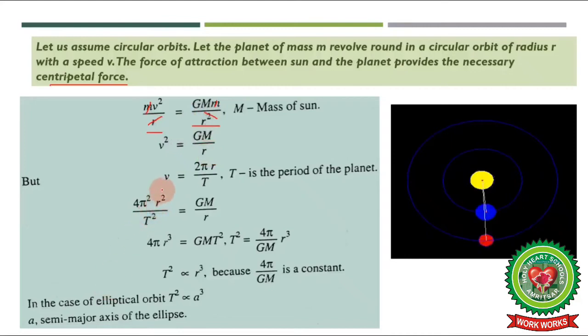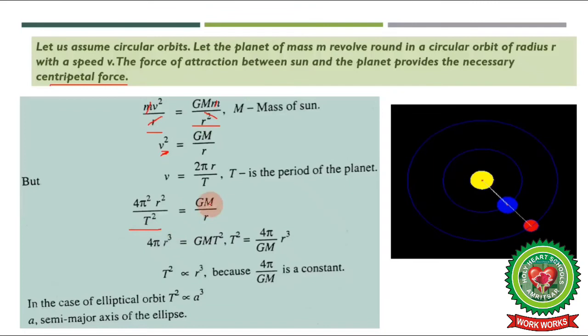But we know that velocity is equal to 2 pi r divided by T. Actually, the formula for velocity is distance upon time. As we are considering that the orbit is circular, the distance traveled by the planet is 2 pi r, divided by T, which is the time period of the planet. So by putting this value of v here, we get 4 pi square r square divided by T square, is equal to GM upon r.